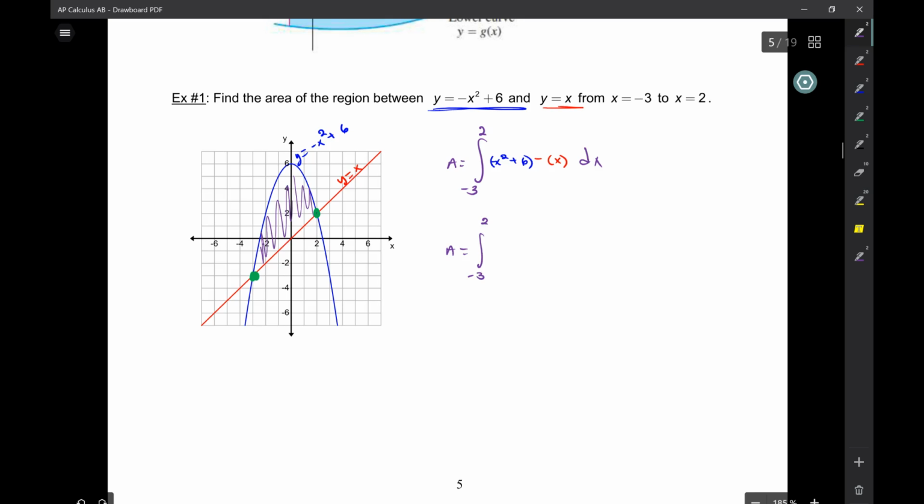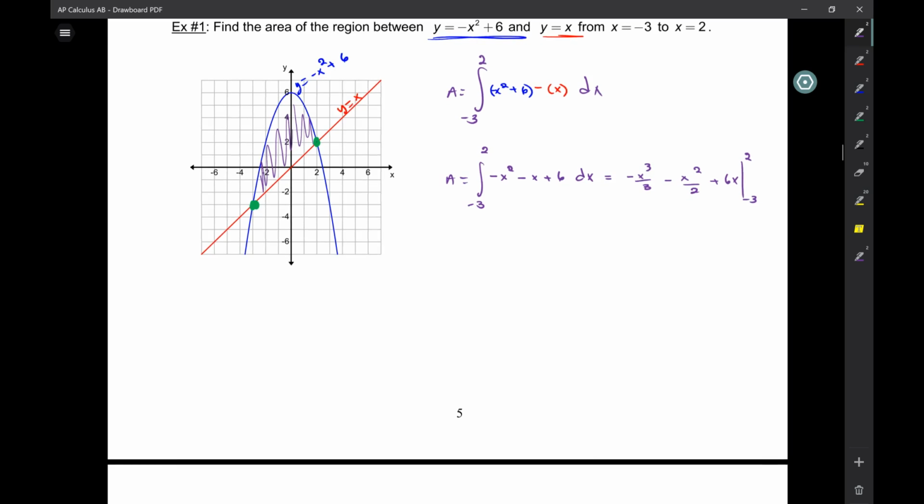This is negative 3 to 2 of negative x squared, negative x plus 6 dx. I just switched the order. Why is it negative x? It was negative x squared from the beginning. So that's negative x cubed over 3 minus x squared over 2 plus 6x from negative 3 to 2. Then you put in the 2, and then you put in the negative 3, and you get 20.833.